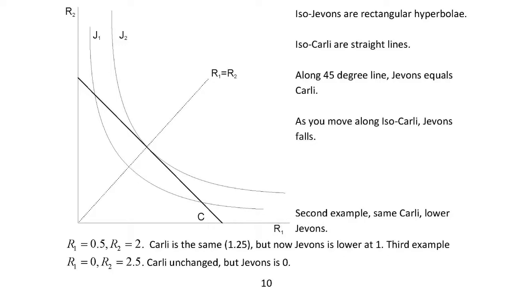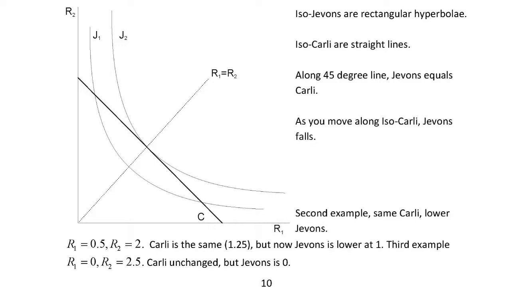The iso-Jevons curves are rectangular hyperbolas, technically speaking. So it's the values of R1 times R2 which give you a particular value. These look a bit like Cobb-Douglas indifference curves, because basically it's the same formula. And of course, as you move further out, the value becomes higher.